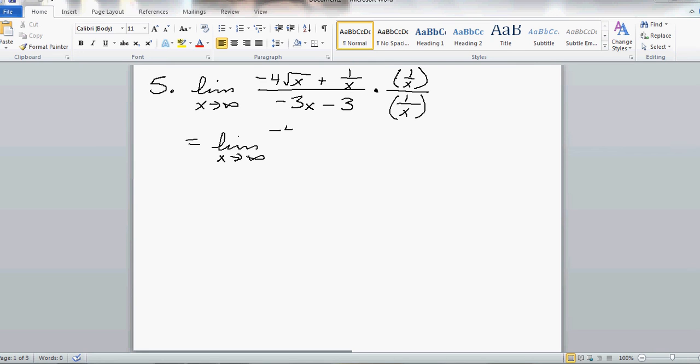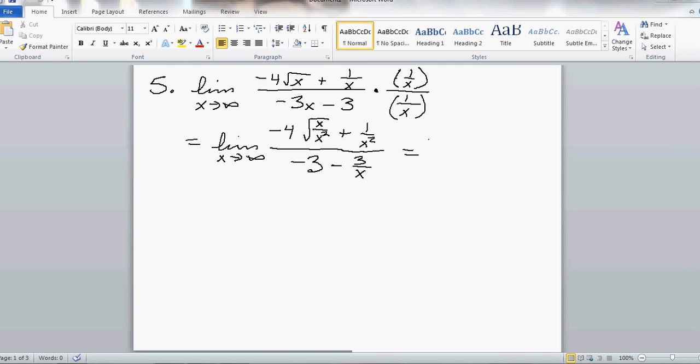So what happens there is it becomes negative 4 times the square root of x over x squared plus 1 over x times 1 over x is 1 over x squared, all over negative 3x times 1 over x is negative 3, and 3 times 1 over x is 3 over x. Well, the nice thing about it is, since all of these x's are in the denominators, and x is approaching infinity, these are going to be going to 0 like crazy. And so what we get is a situation like this.